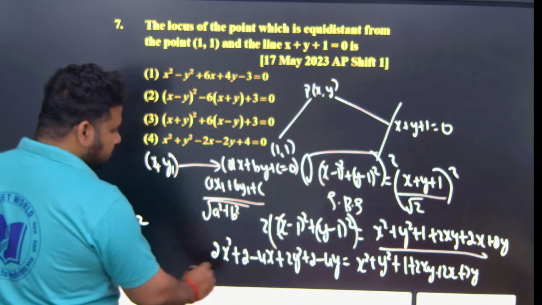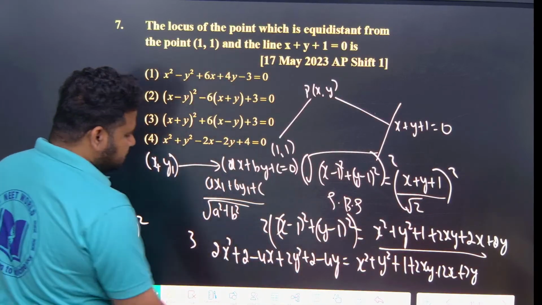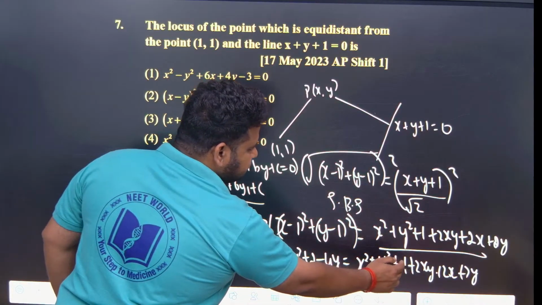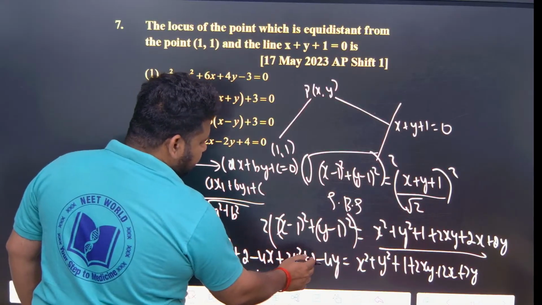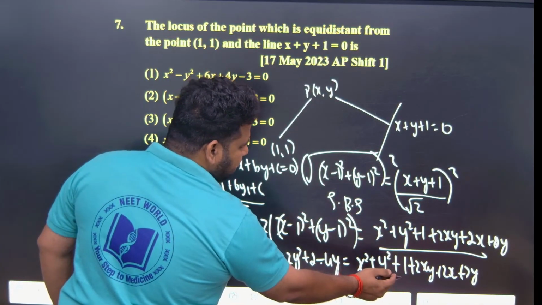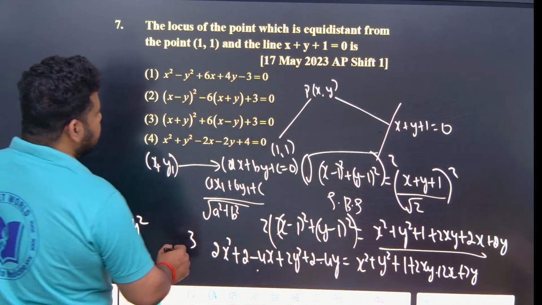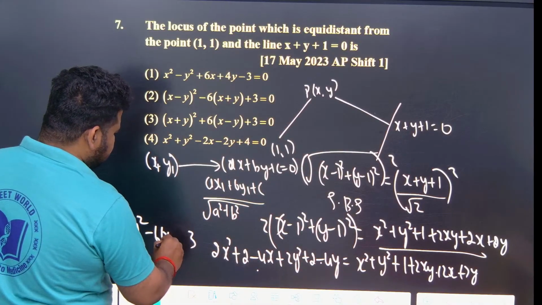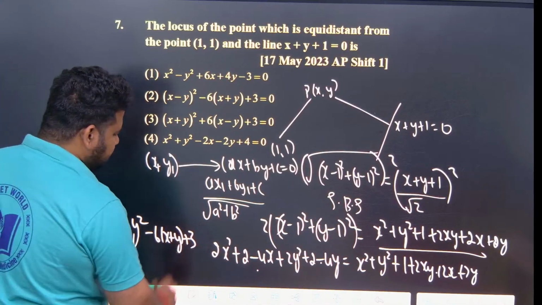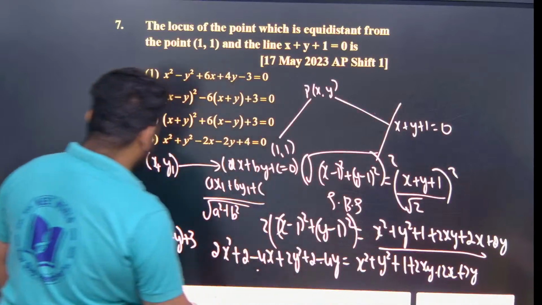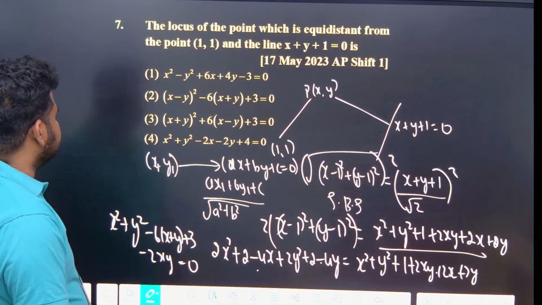So the constant will become 2 plus 2 minus 1, which is 3. This is minus 4x, there it is plus 2x, so this will become minus 6x. What about y? Minus 4y plus 2y, so minus 6y. So we get x square plus y square minus 6 of (x plus y) plus 3. What else is there? Minus 2xy, minus 2xy is equal to 0. So which option can we go with? x square plus y square, or which one?